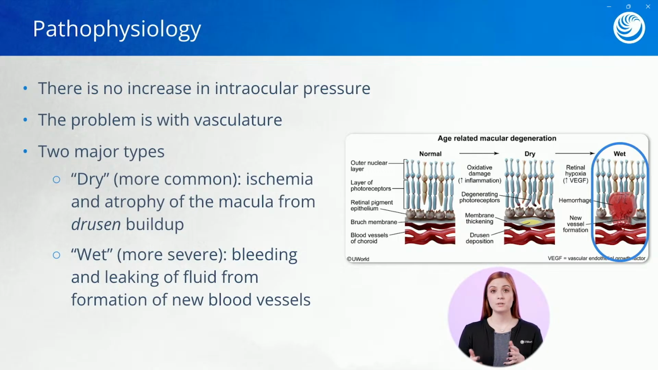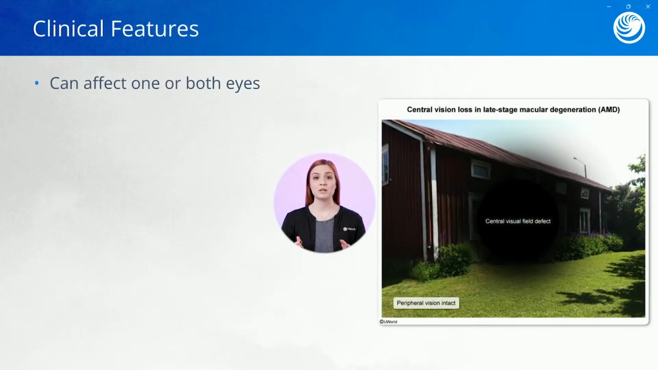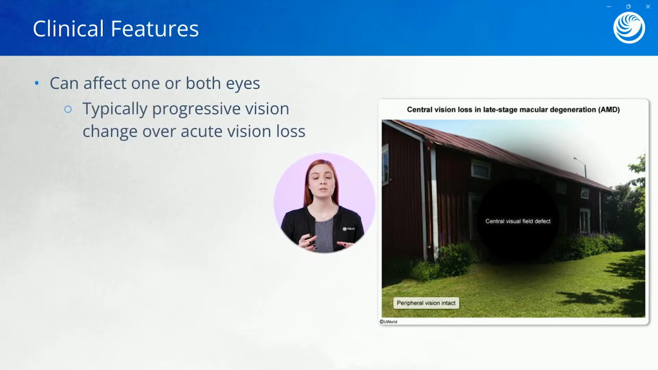To compensate for decreased blood flow, new vessels begin to form in the eye. These vessels bleed and leak fluid into the eye, causing further macular degeneration. AMD can affect one or both eyes. It's important to note that it is a progressive vision loss rather than acute. Clients aren't going to wake up one morning suddenly unable to see. It's going to progress over time.